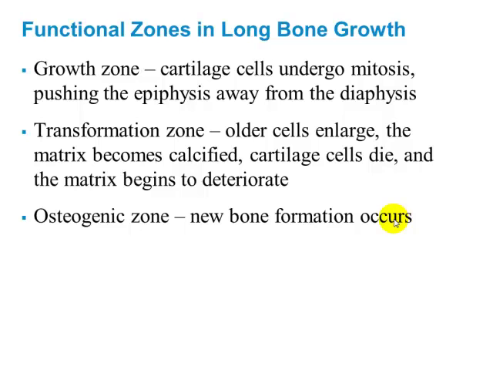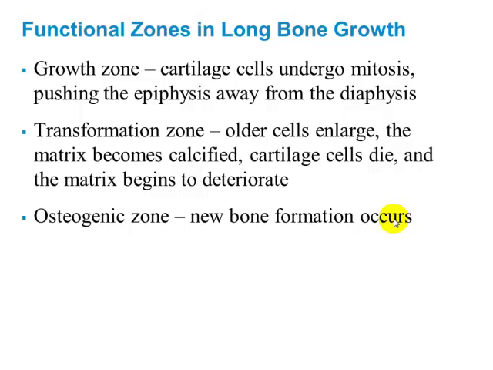As that's occurring, we have the transformation zone. This is where the cells are going to get bigger. They will enlarge. Then the matrix becomes calcified. Once that happens, those cartilage cells start to die. The matrix begins to deteriorate.